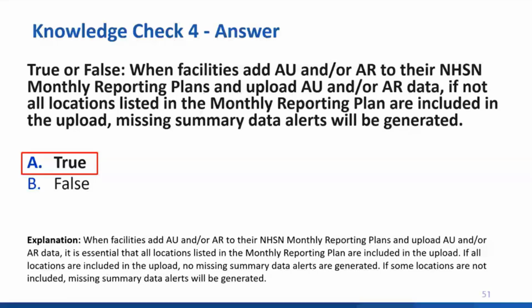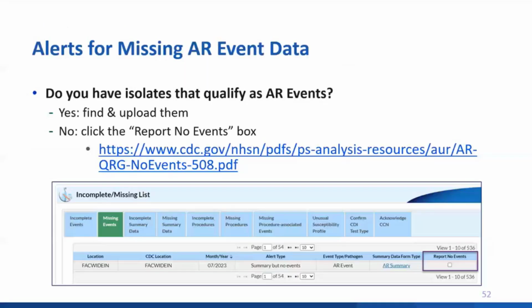Now I will discuss alerts for missing AR event data. Make sure you have isolates that qualify as AR events. Due to the broad eligibility criteria for what counts as an AR event, most facilities will have AR events to report each month. If you do have isolates that qualify for AR events, find those files within your vendor software and upload them.